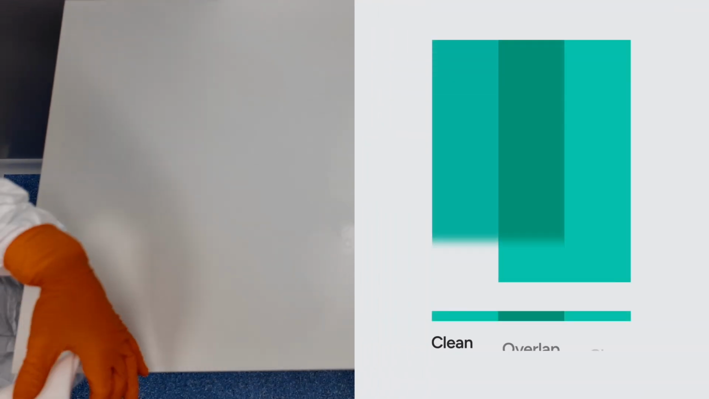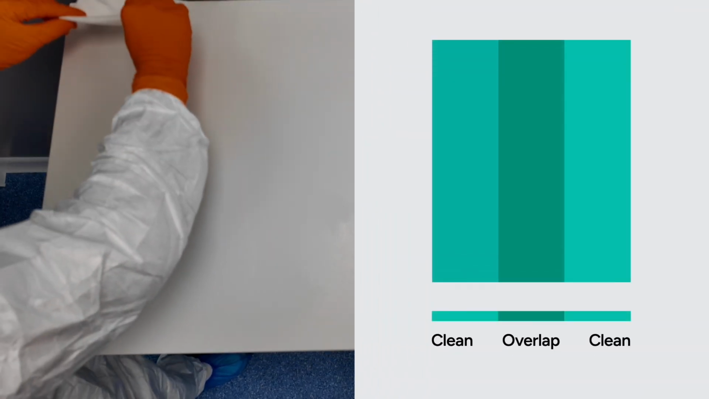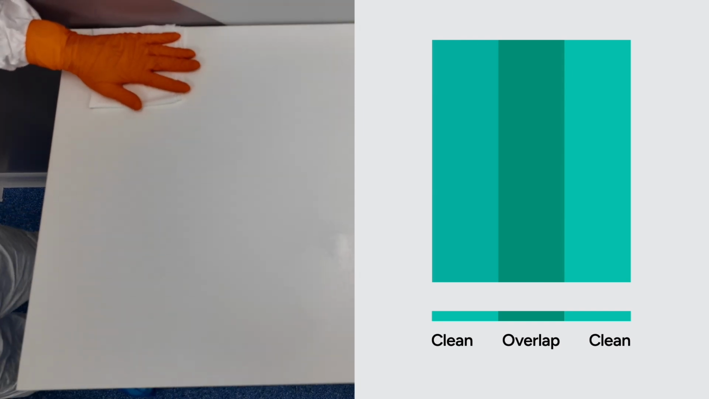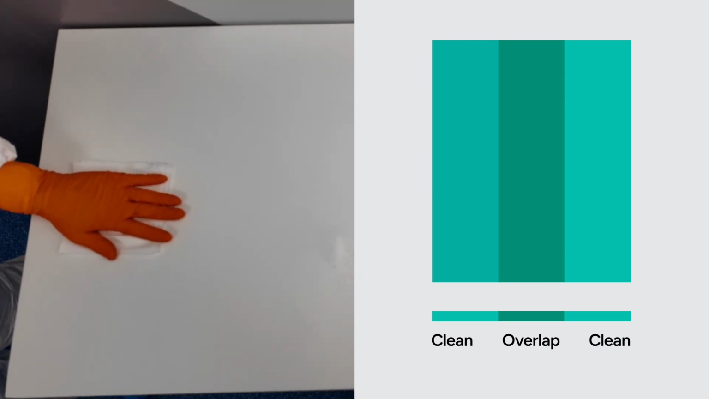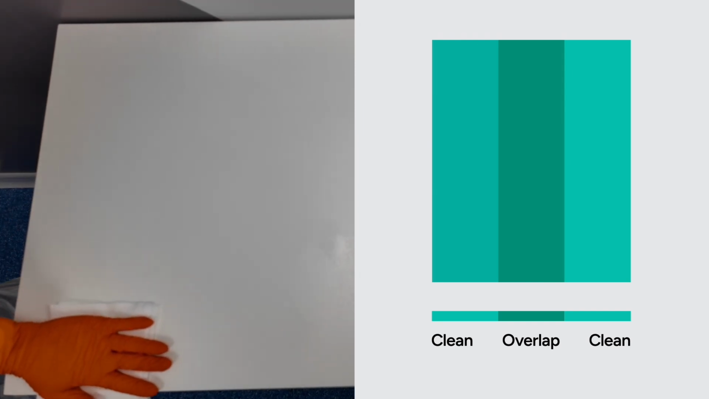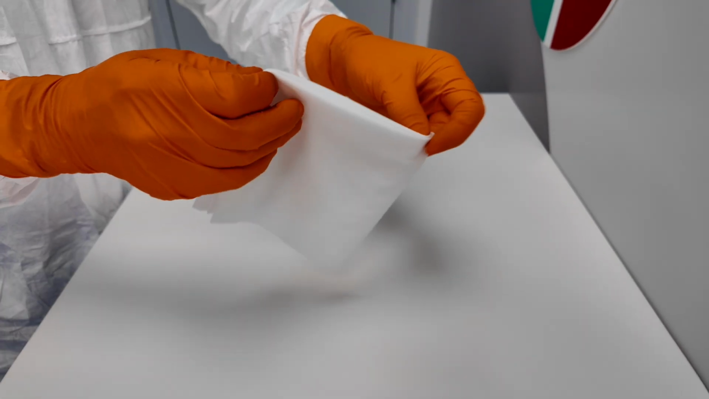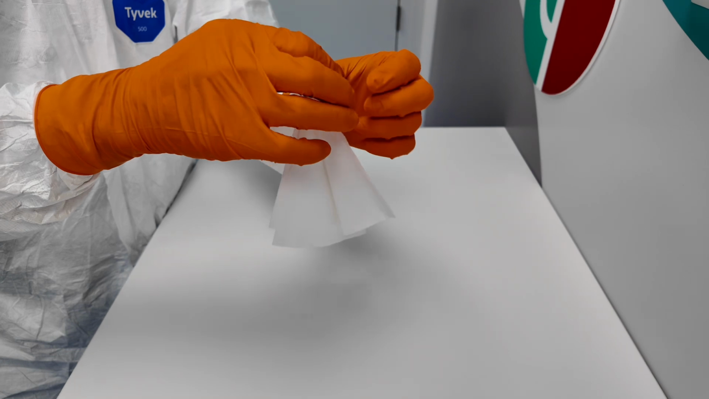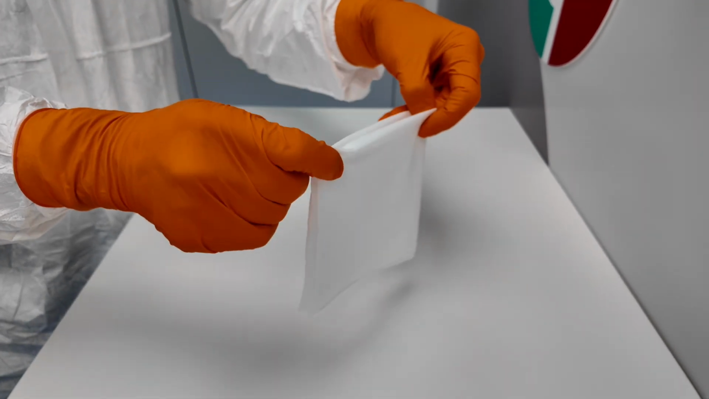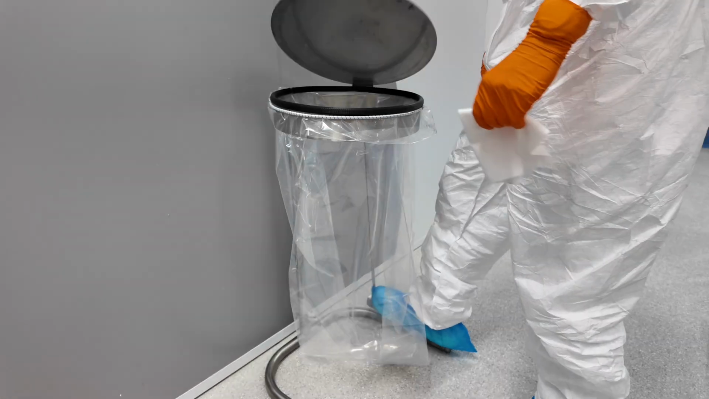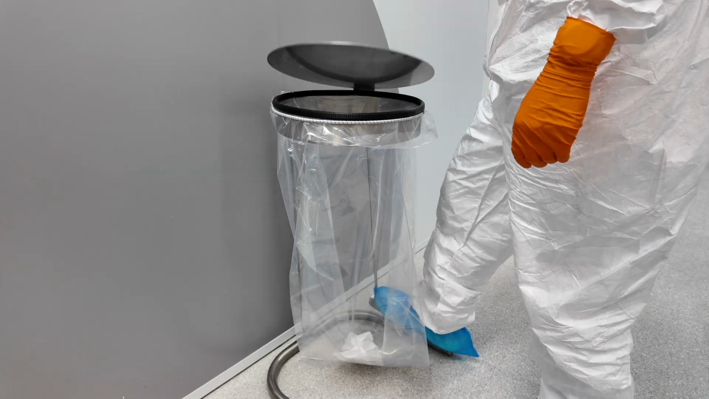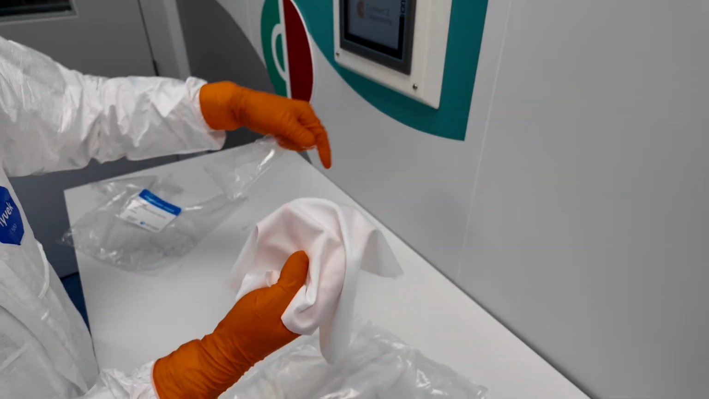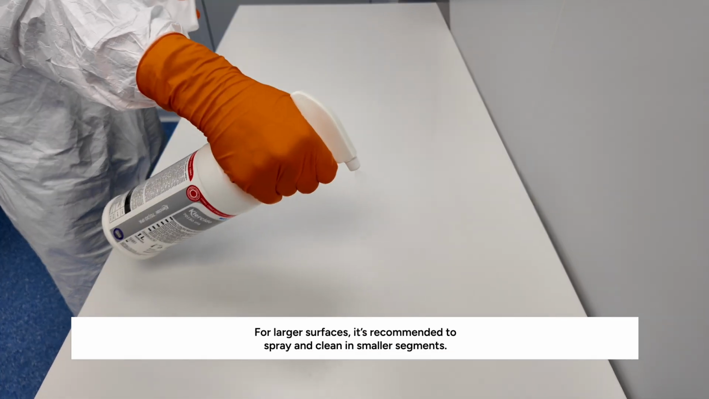Then, return to your surface and repeat, but this time with a minimum of 50% overlap from where you previously wiped. This ensures that no areas of the surface are missed. All 4 sides of the wipe should only be used once. After this, dispose of the contaminated wipe and introduce a new, clean wipe. Continue cleaning your surface following this method.